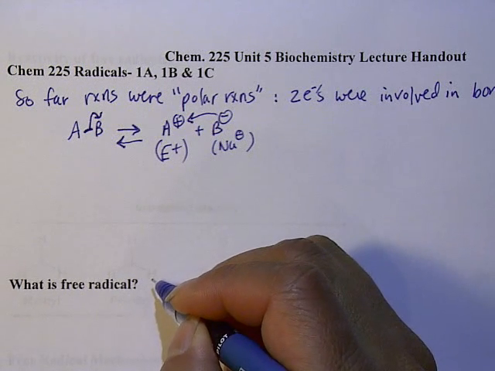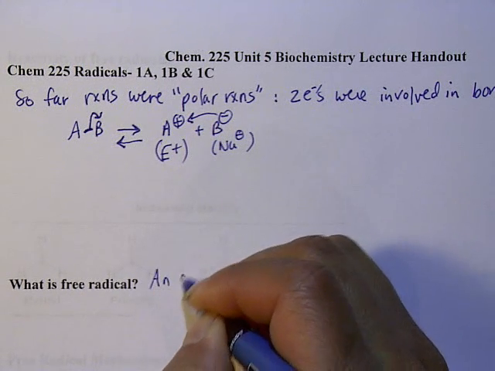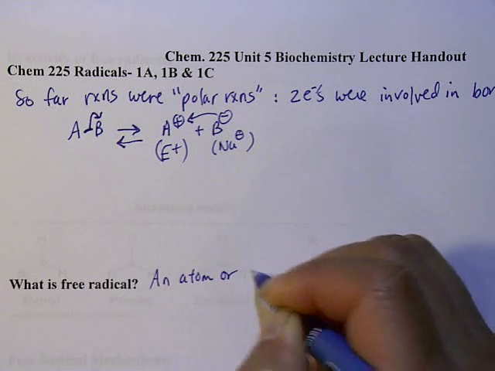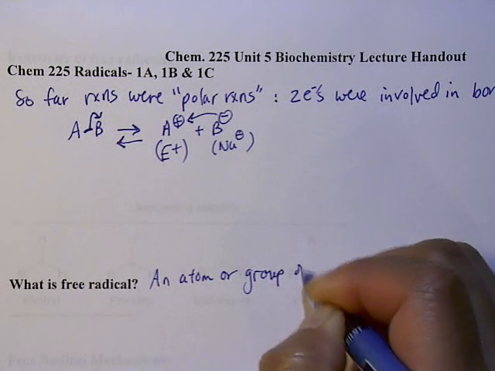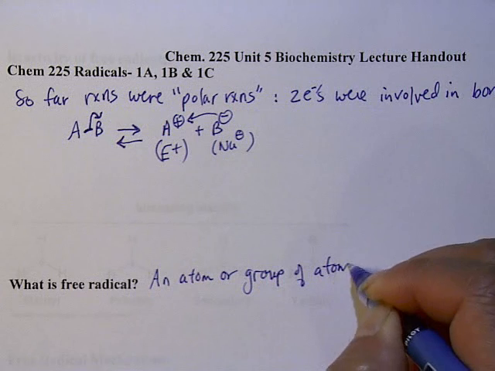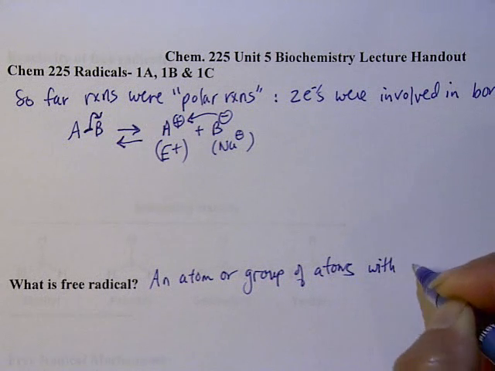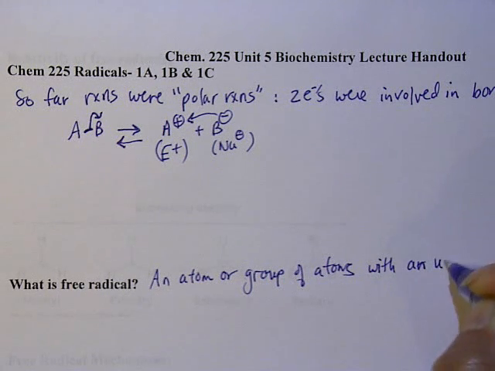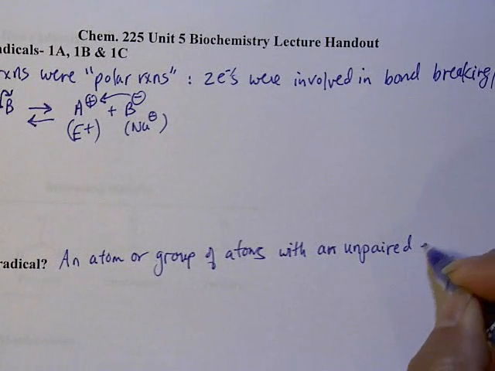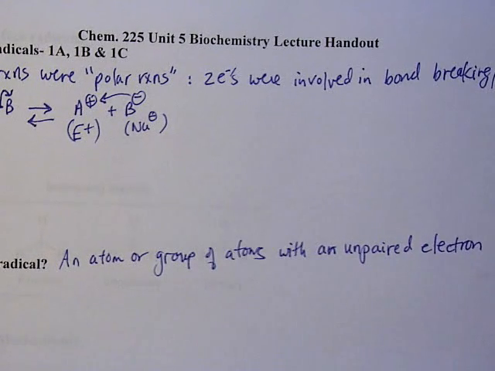All right, so let's define what the free radical is. A free radical is an atom or group of atoms with an unpaired electron. All right.